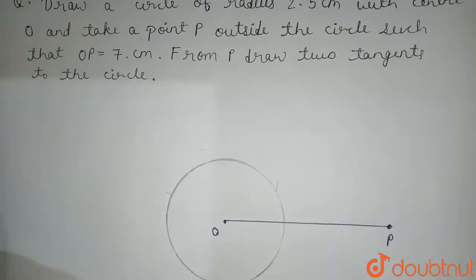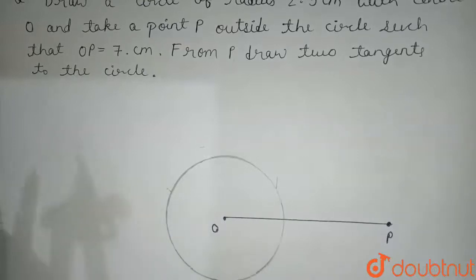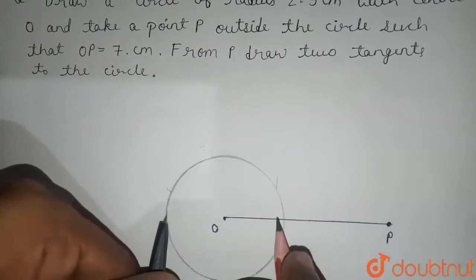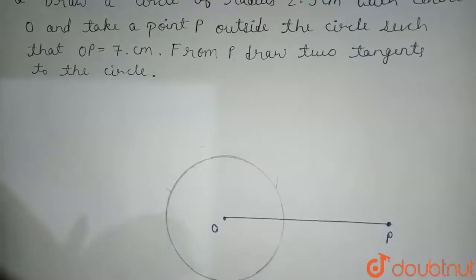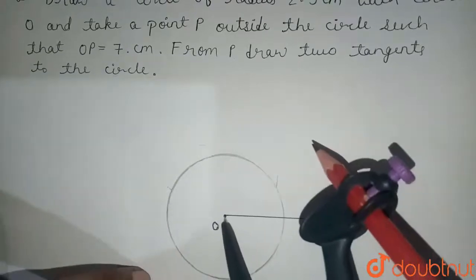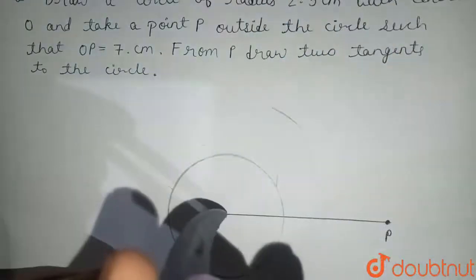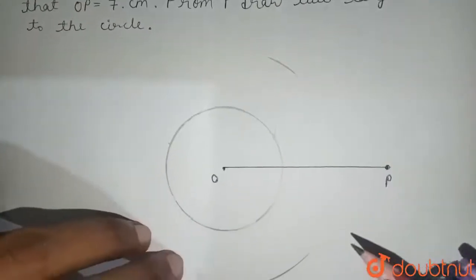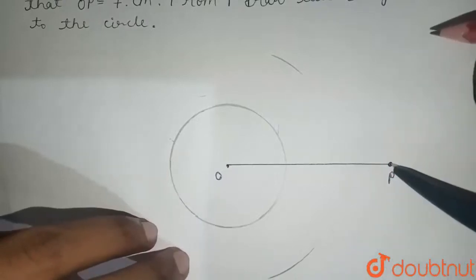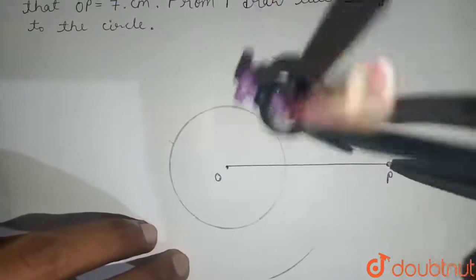Now we'll draw the perpendicular bisector of this OP. For that we will cut an arc of any length. I am taking the length of the diameter of the circle. We'll cut an arc on the upside of OP and on the downside of OP. Now from this point P, we'll cut two arcs.